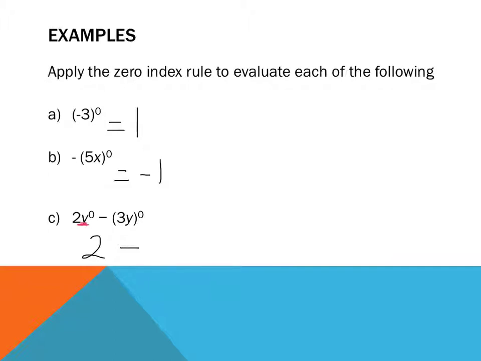Okay, now it's saying 3y to the power of 0. Everything within this bracket, okay, applies to this indice. Okay, everything within the bracket. So 3y to the power of 0 is 1. So my answer is 2 subtract 1, which gives me 1. It's pretty straightforward, guys. You just have to remember the rules.